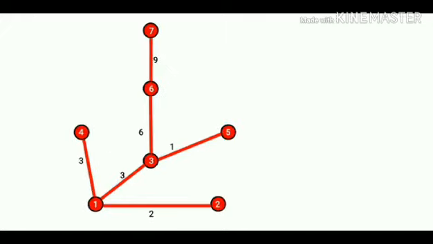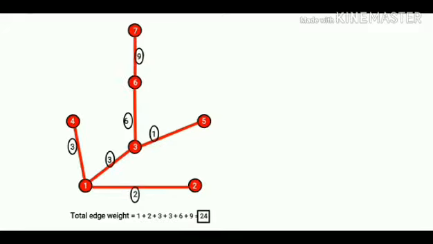Finally, all the vertices are connected in a tree. Lastly, you add the edge weights to get the minimum spanning tree's total edge weight, which are 1, 2, 3, 3, 6, 9. Add this, and it equals 24. 24 is our total edge weight for our final MST.